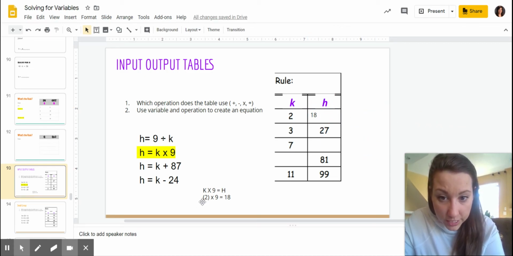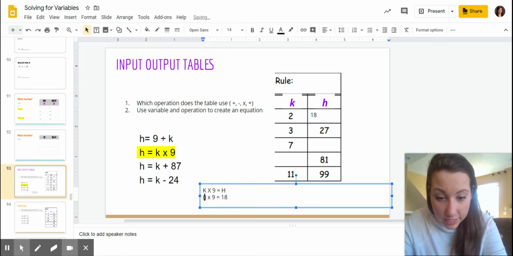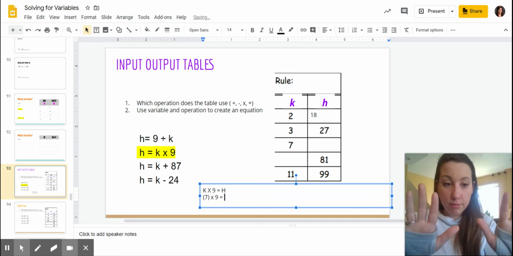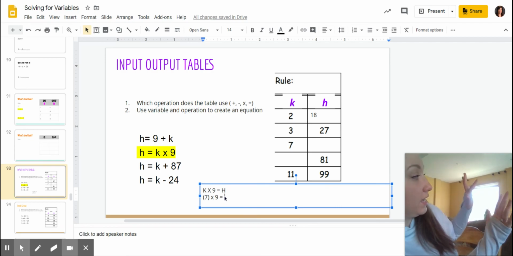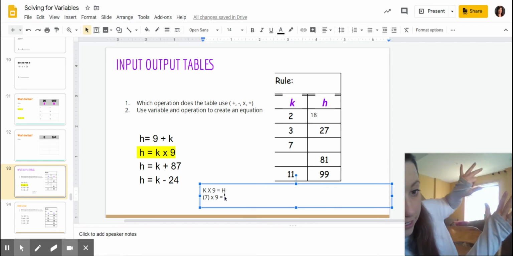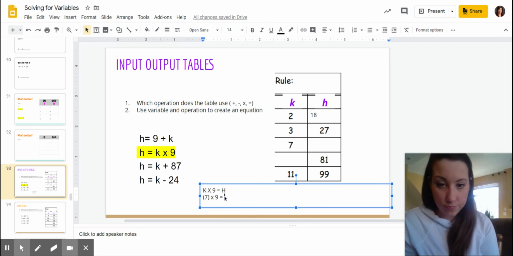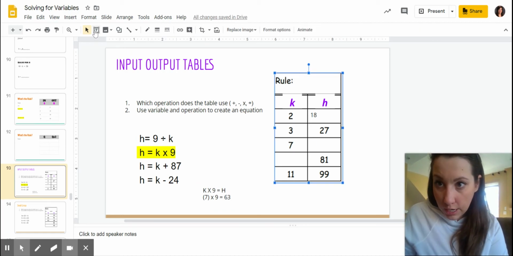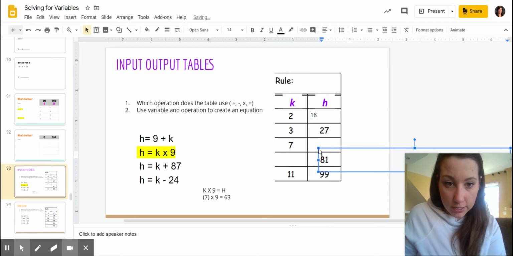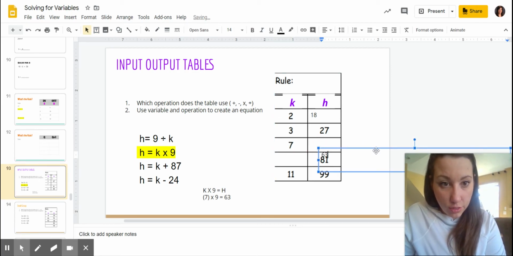7 goes in, so I'm going to put that in the K spot. 7 times 9 gives me, maybe you want to do that finger trick, 1, 2, 3, 4, 5, 6, 7, 63. And again, I need to do that little text box, 63.